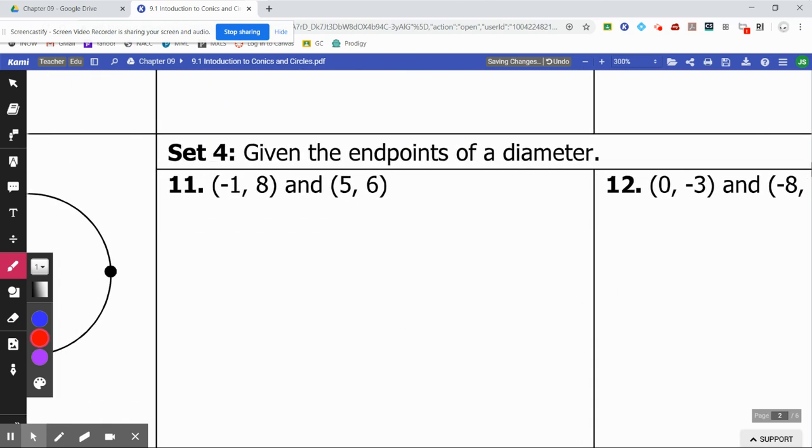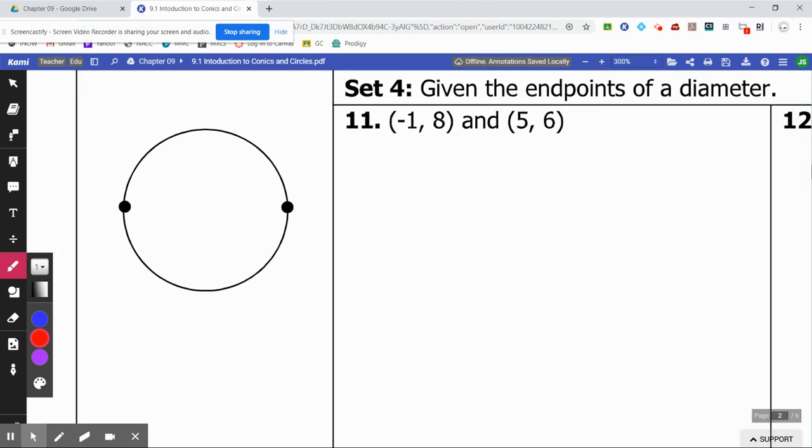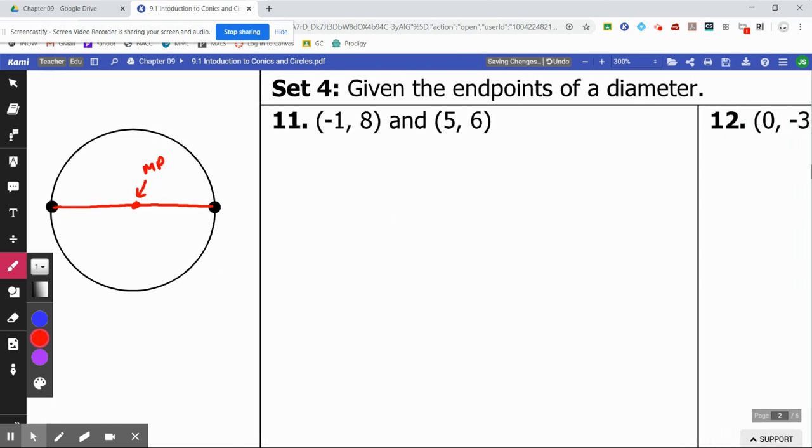Now, what if they give you the endpoints of a diameter? Okay, the diameter is the distance all the way across a circle. So how are we going to find the center? Well, the center would be the middle of those 2 points, so we're going to use the midpoint formula to find the center, and then do the exact same thing we did on the last ones to find the radius. So therefore, first up, the midpoint.